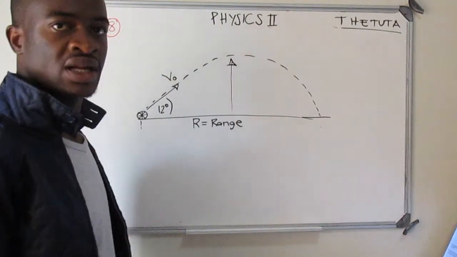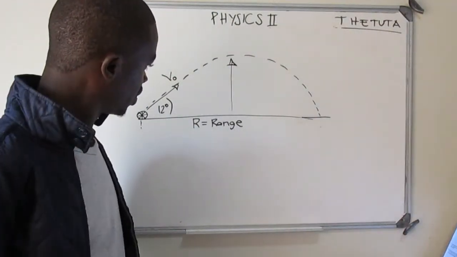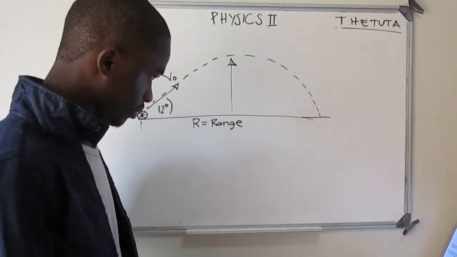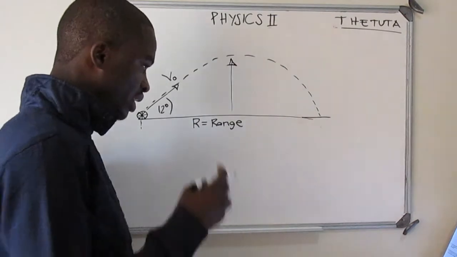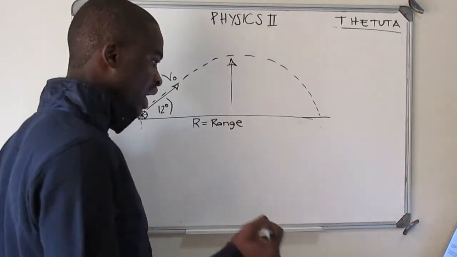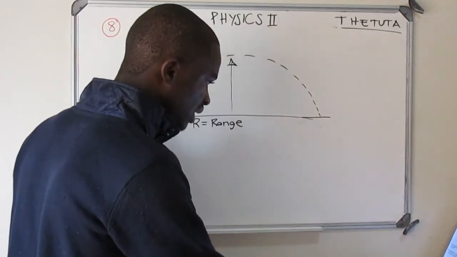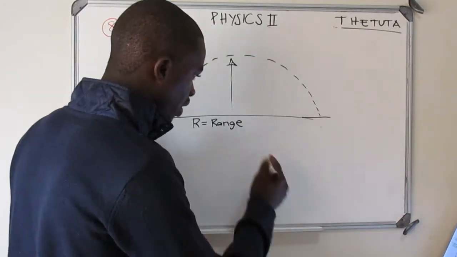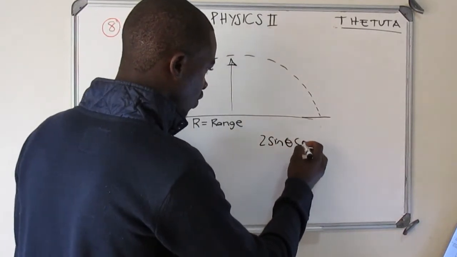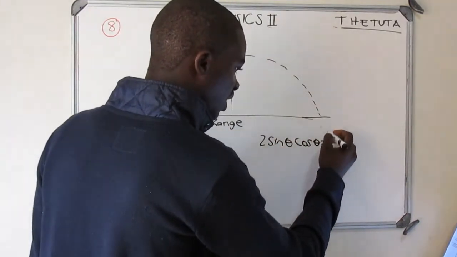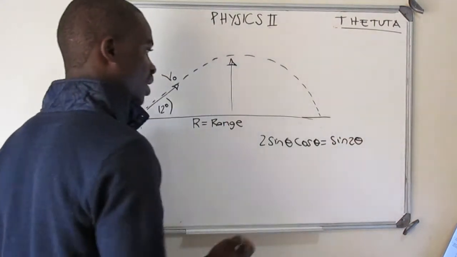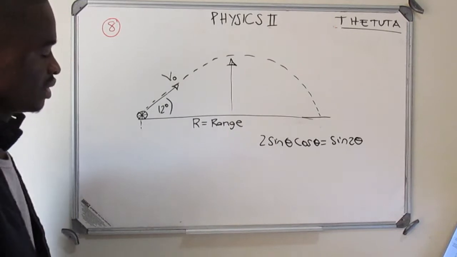I'm going to explain the last concept of this series of Unit 5. More often, in this type of question, we're going to be using a mathematical identity whereby we know that 2 sine of theta cos of theta will give us sine 2 theta. So we'll explain this concept.